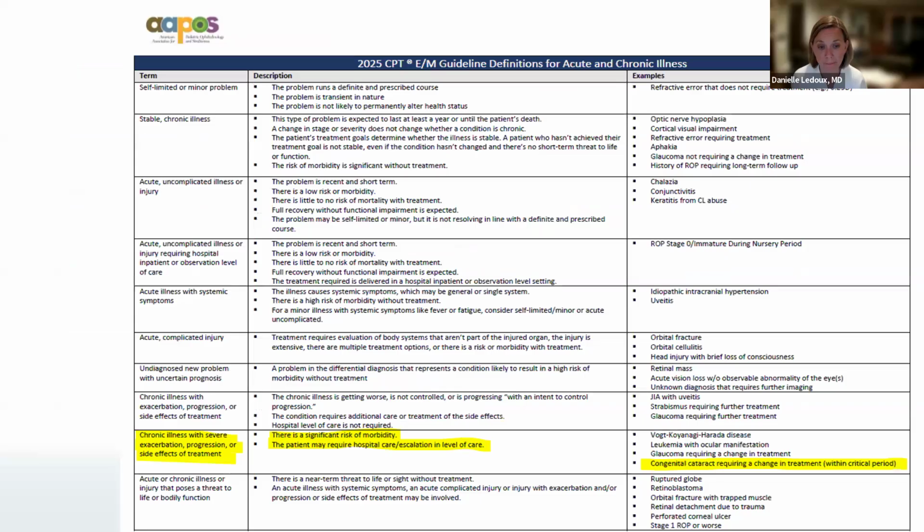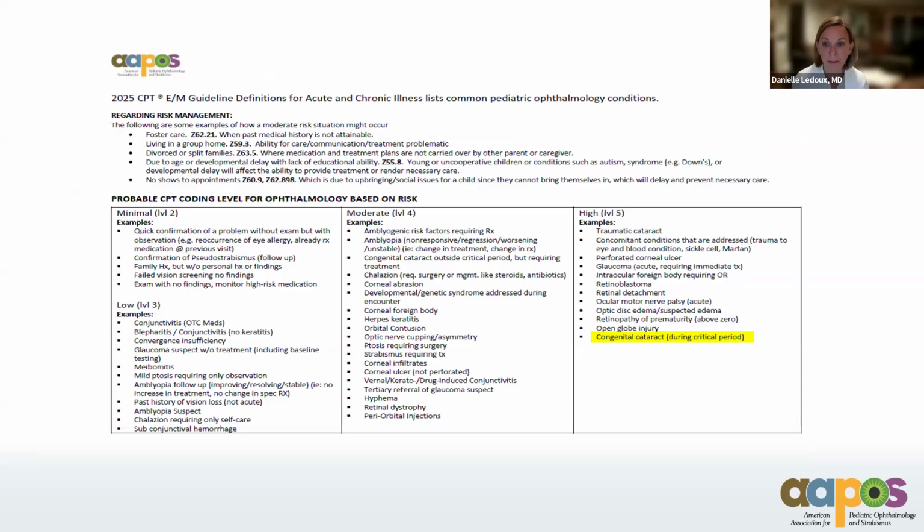You would have to hit and complete 2 of these other categories in order for that middle column to be a level 5. So again, this chronic illness with severe exacerbation, significant risk of morbidity without treatment, and they may require hospital care or escalation of care. And so we see congenital cataract requiring treatment within the critical period is listed in this category. And also here on probable CPT coding level based on risk.